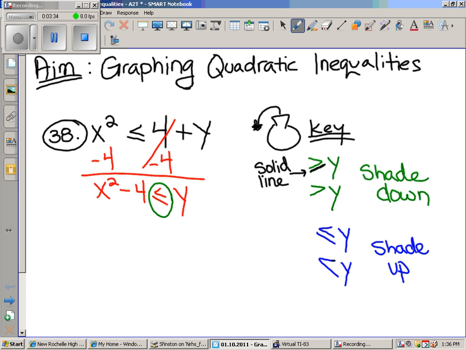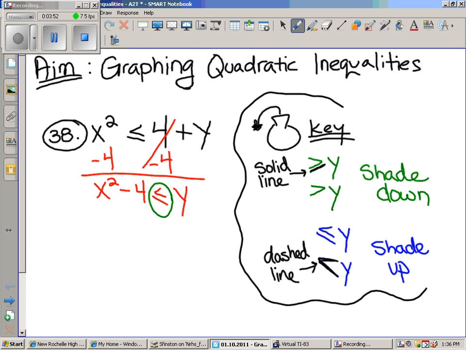Now this symbol over here does not have a line beneath it. And so guess what kind of graph it's going to give? It's going to give a dashed line. And that comes from the fact that if you were to try and plot points on a number line, this would produce open holes. Okay, so this is like the main important part of today.